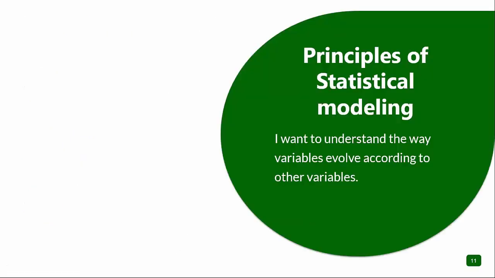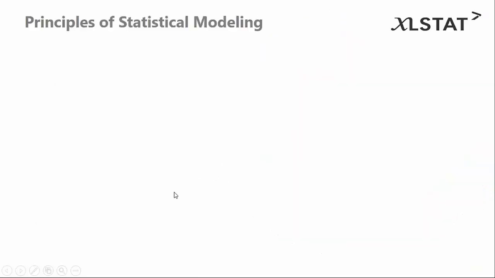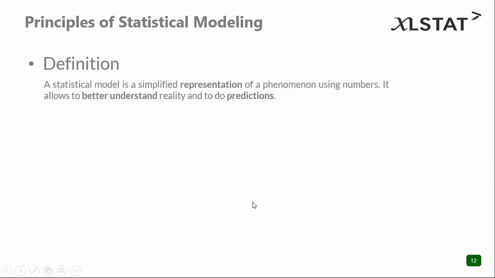So now that we've finished with this small reminder, let's talk about statistical modeling, which helps us understand the way variables evolve according to other variables. Here's a definition of statistical modeling, which is, I think, intuitive. A statistical model is a simplified representation of a phenomenon using numbers. It allows us to better understand reality and to make predictions. So statistical models just help us approximate reality using simple numbers.